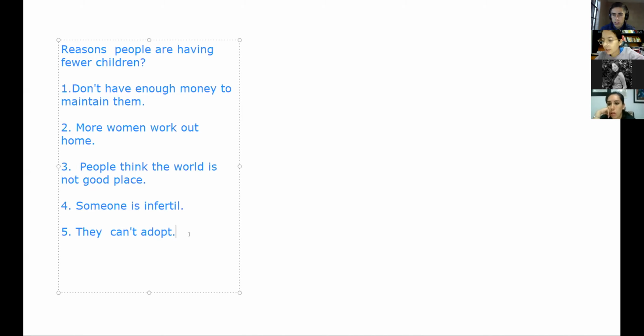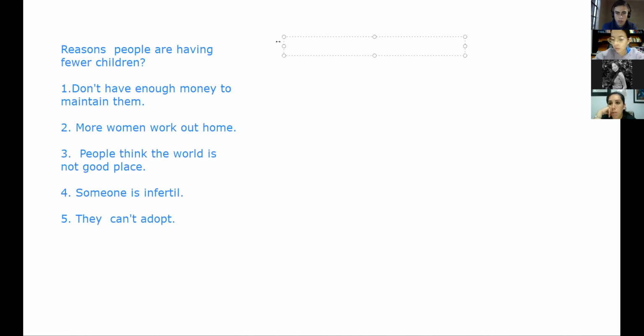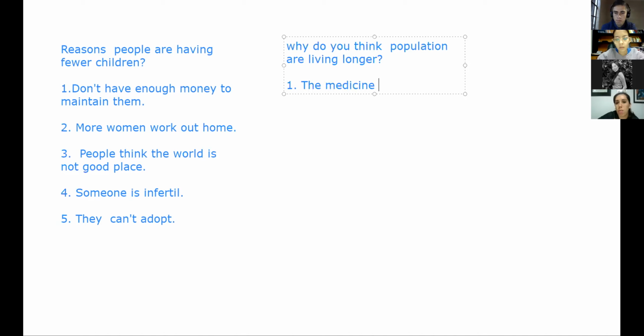And the other question, what was? Why do you think the population are living longer? What problems can be caused by a large elderly population? So, people live more because science increases, the medicine, and helps to get better health. It's better. The past. Yes.